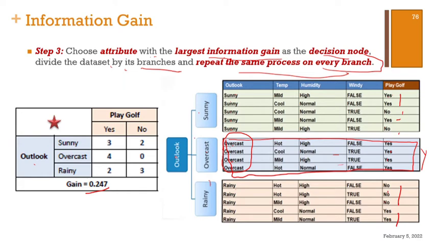Then you have to again calculate the entropy, then calculate the information gain. What should I choose? Now, I've chosen Outlook, and I cannot use Outlook again. Now, I have to select from temperature, humidity, windy to see which one has the highest information gain. I go for it. I partition it again. Which one has the highest information gain?